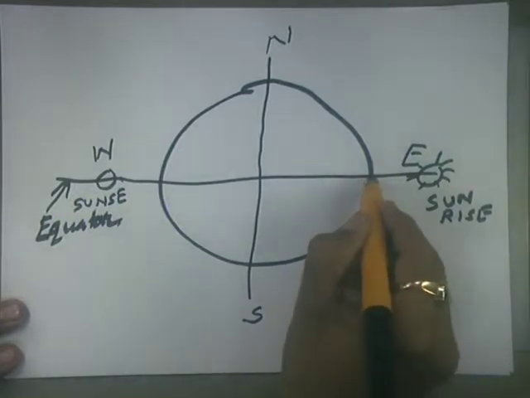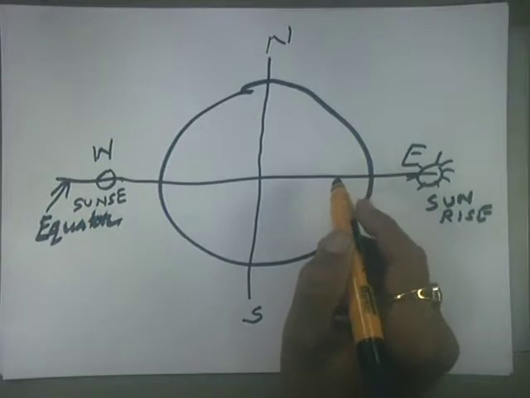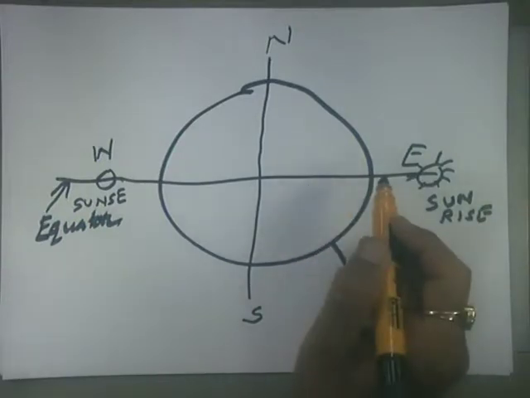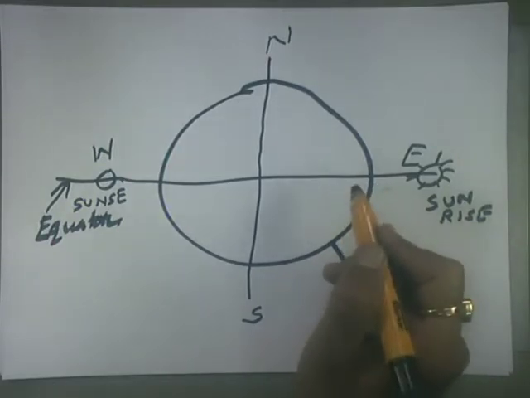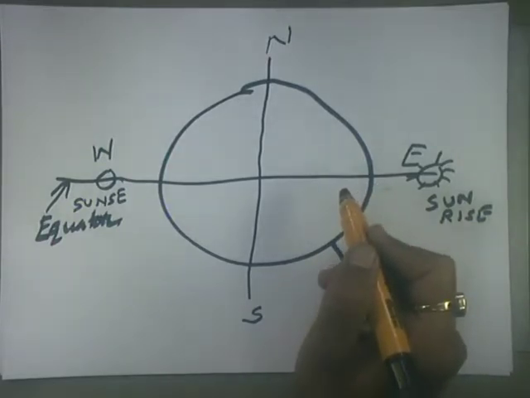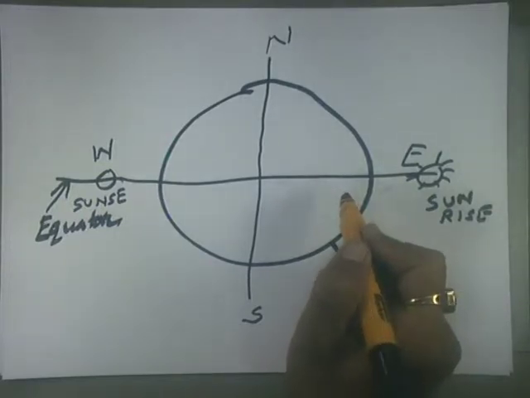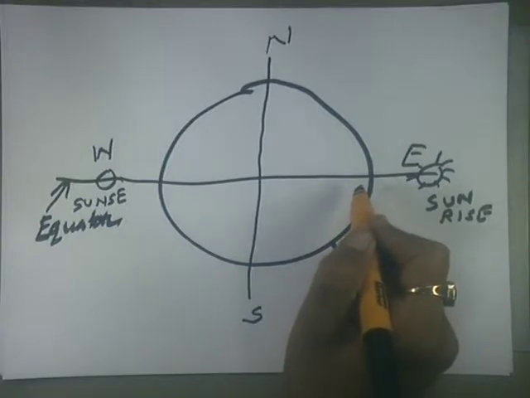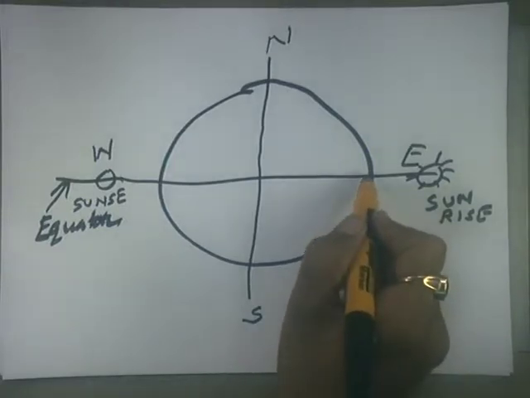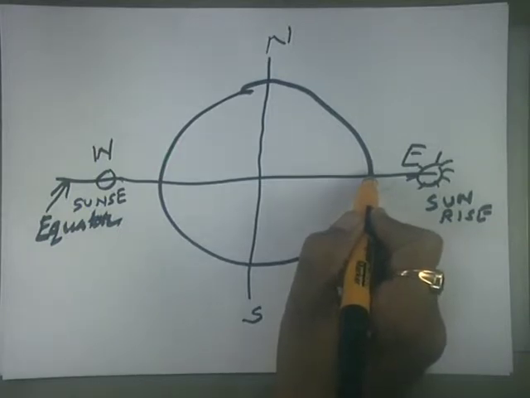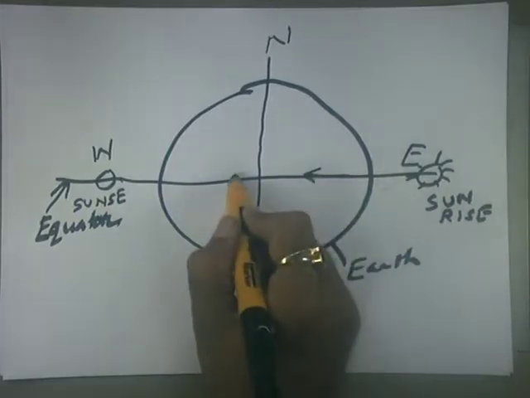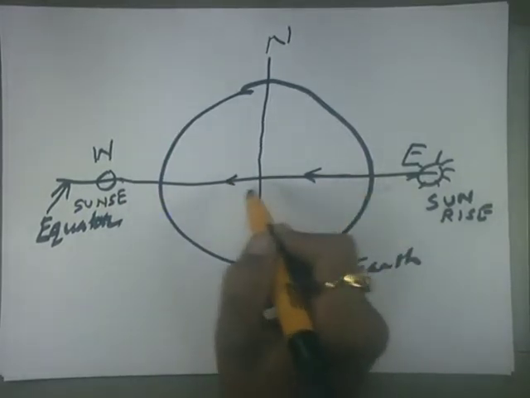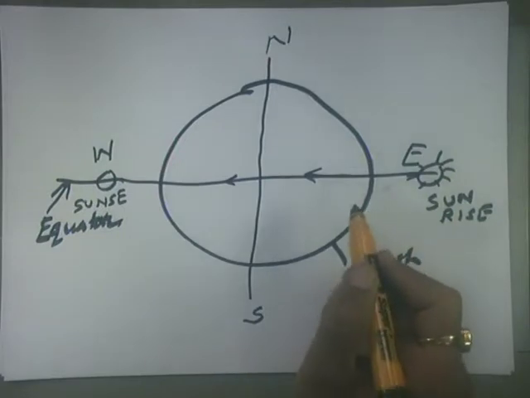Now actually the sun is not moving, but the earth is moving around the sun, but we feel the relative motion of the sun. We cannot feel the motion of the earth because we are sitting on the earth. So instead of that, we are seeing the relative motion of the sun. So the sun is tracing one path when it moves from east to west. Every day this path line traced by the sun is changing location.